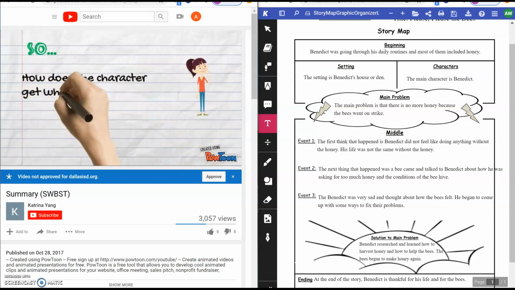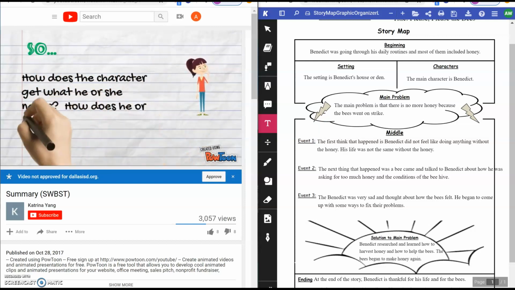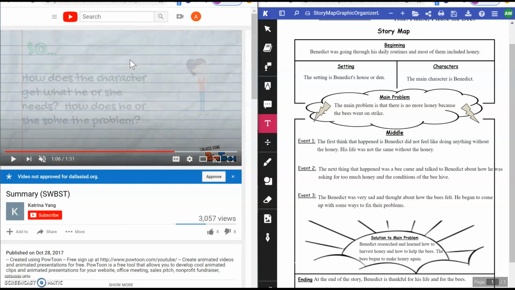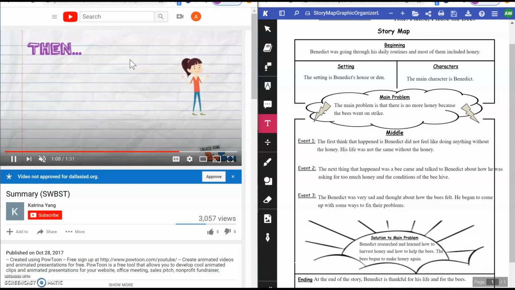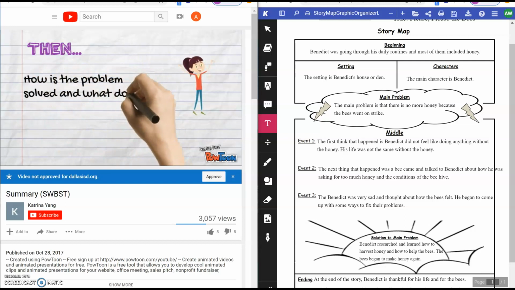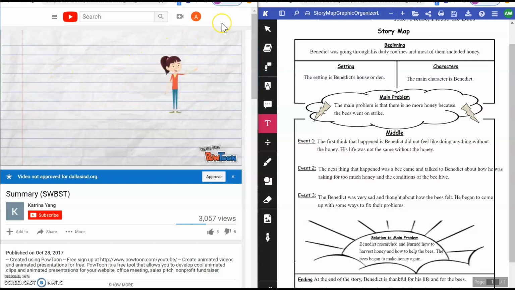how does the character get what he or she needs? How does he or she solve the problem? So are the events that lead up to the solution, and then how do they solve their problem? How do they finally solve or fix their problem? Then is how is the problem solved, and what does the character do afterwards?